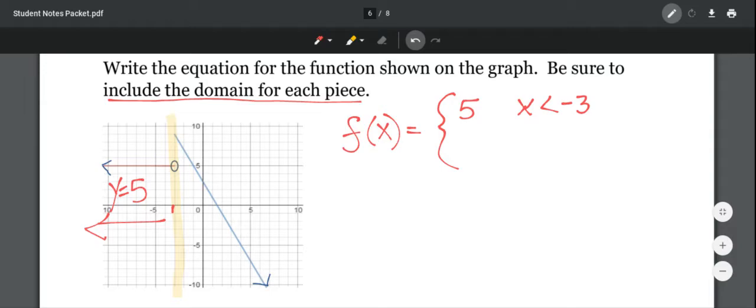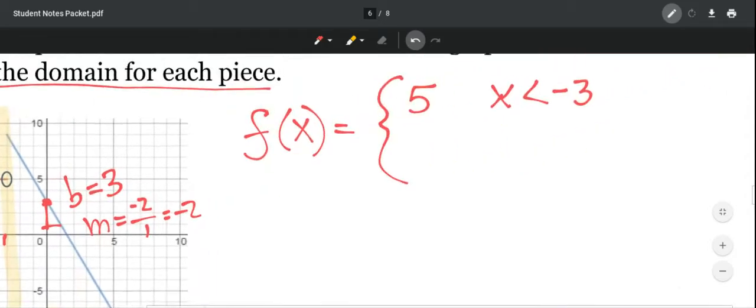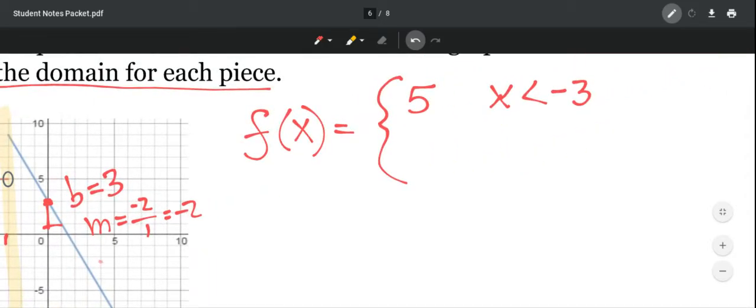So now this next one, it does cross the y-axis, and it crosses it at a nice point, which is awesome because that is your b. So it's 1, 2, 3. And if I zoom in, I can do my slope, which is rise over run. So that means I go down 2 and over 1. So my slope is -2. So my equation is y equals -2x plus 3. So -2x plus 3 is my second piece.